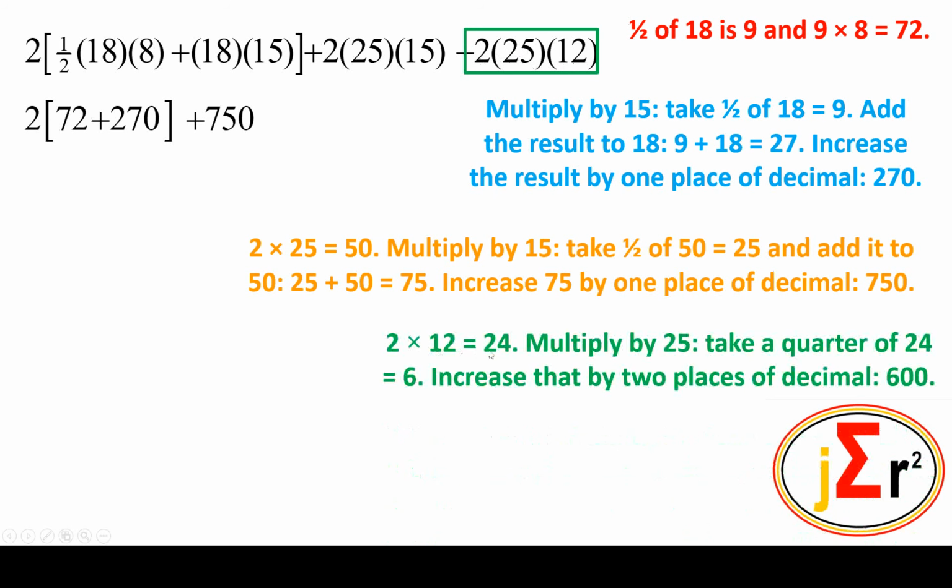2 times 12, 24. Multiplying by 25, take a quarter of 24, which is equal to 6. Increase that by 2 places of decimal. We have 600, as I said before. And that is somewhat working with our mathemagics, which we have developed. Many different methods of simplifying arithmetic operations.